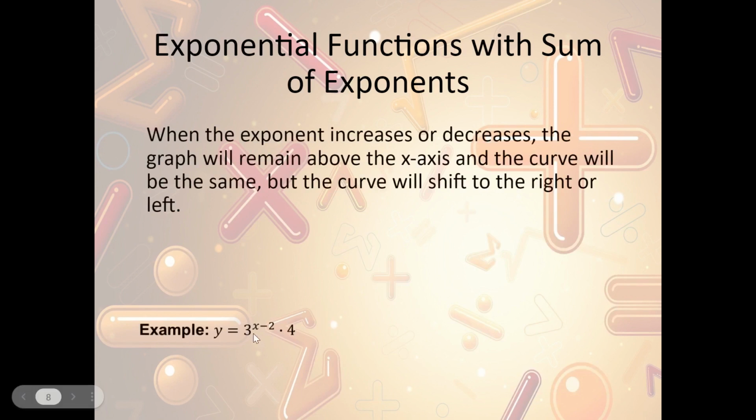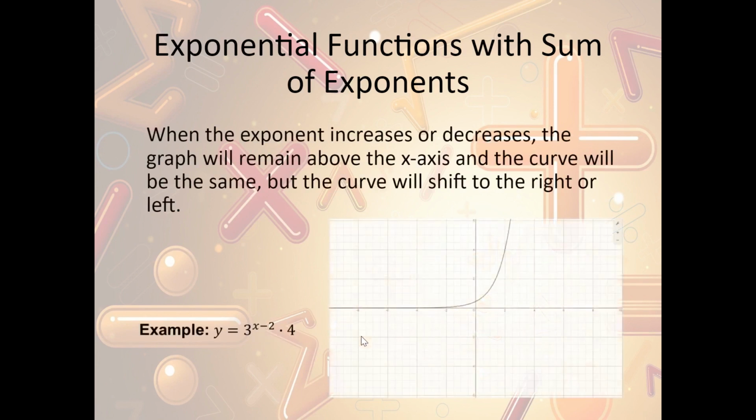Now what if it was 3 to the x minus 2, times 4? Same thing. We're going to slide it, but this time we slide it to the right 2, because we always go opposite when we talk about exponents. It becomes this graph. It should look exactly the same as 3 to the x times 4, except we slide it to the right.